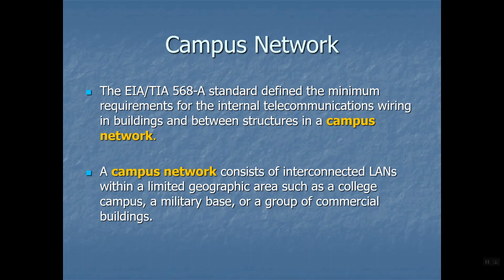All right, so the standard defines minimum requirements for the internal communications wiring in buildings between structures and the campus network. What is a campus network? It consists of interconnected LANs. Each building will have its own LAN, and then the question is how to connect them among themselves. You're going to see this in universities, building complexes, or government agencies that have multiple nearby buildings, which are considered campus area networks.